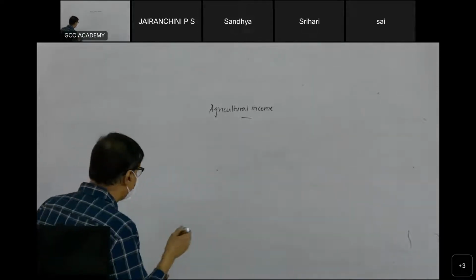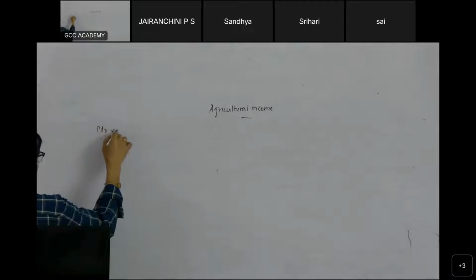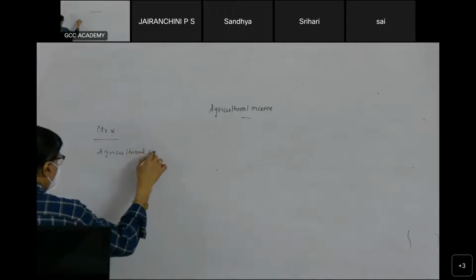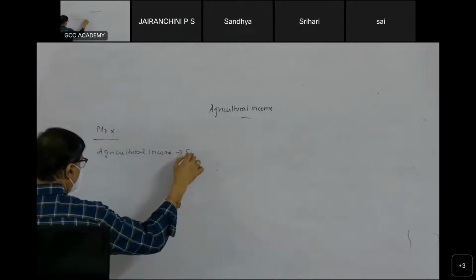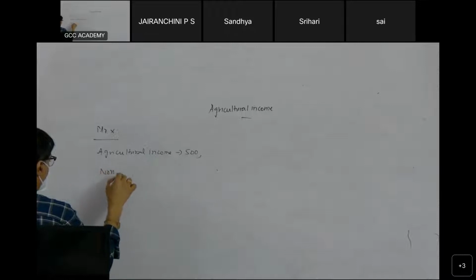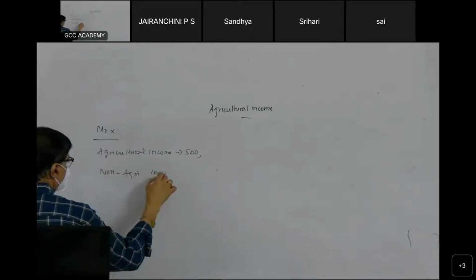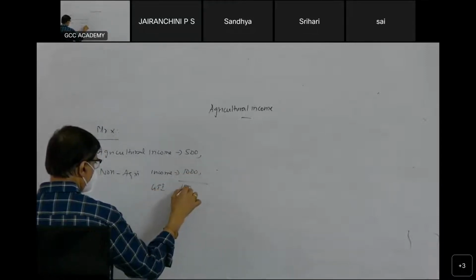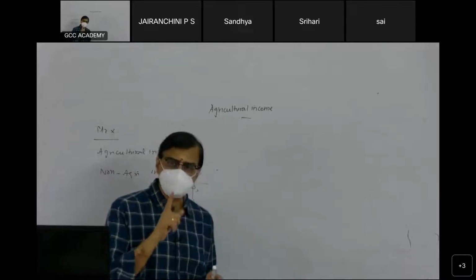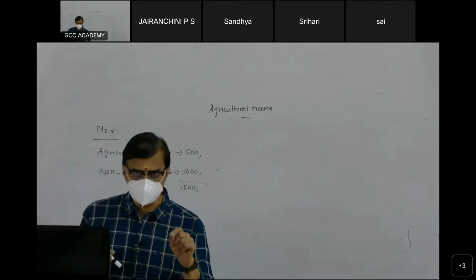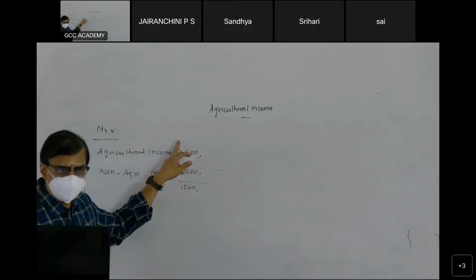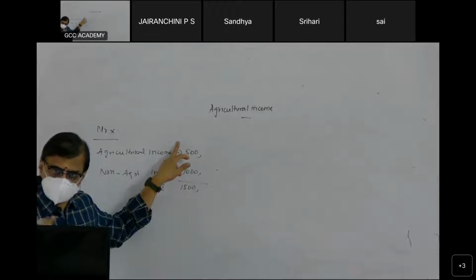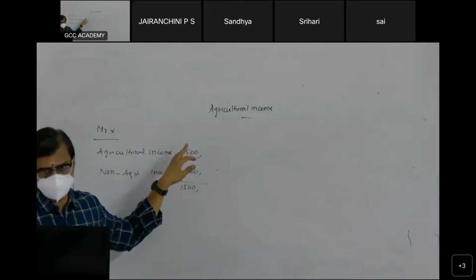I'll give an example. Mr. X has agricultural income of 5 lakhs and non-agricultural income of 10 lakhs. Now, what is the gross total income? 15 lakhs. Now, interestingly, normally, when we say an income is exempt from tax, we don't even include it in income, correct? Income exempt from tax, you don't even consider it as an income. That means you ignore it.